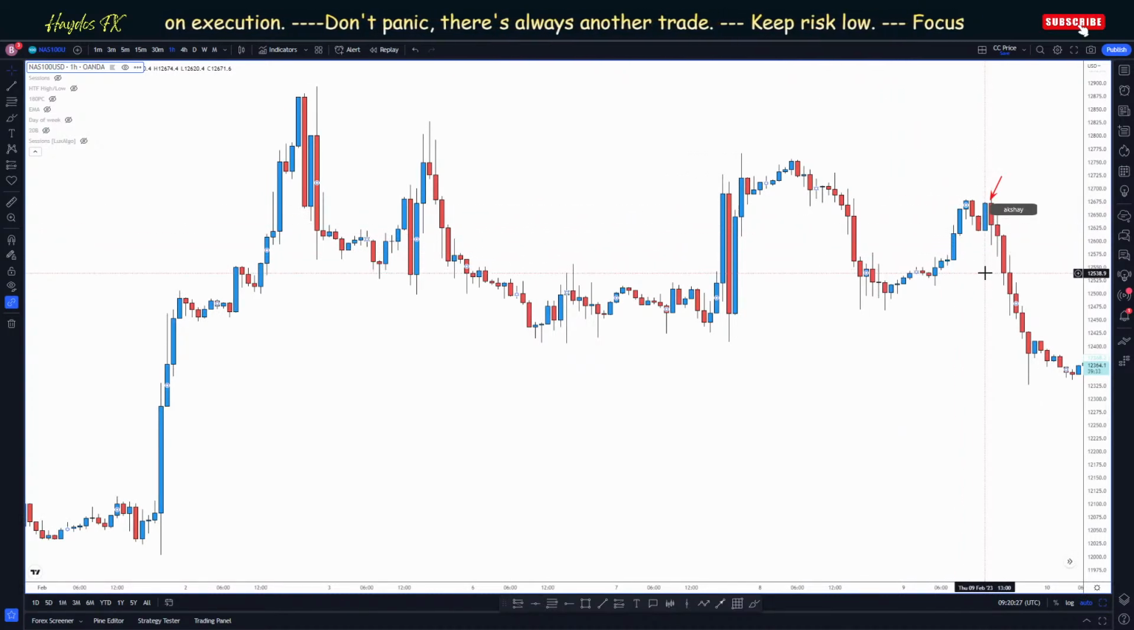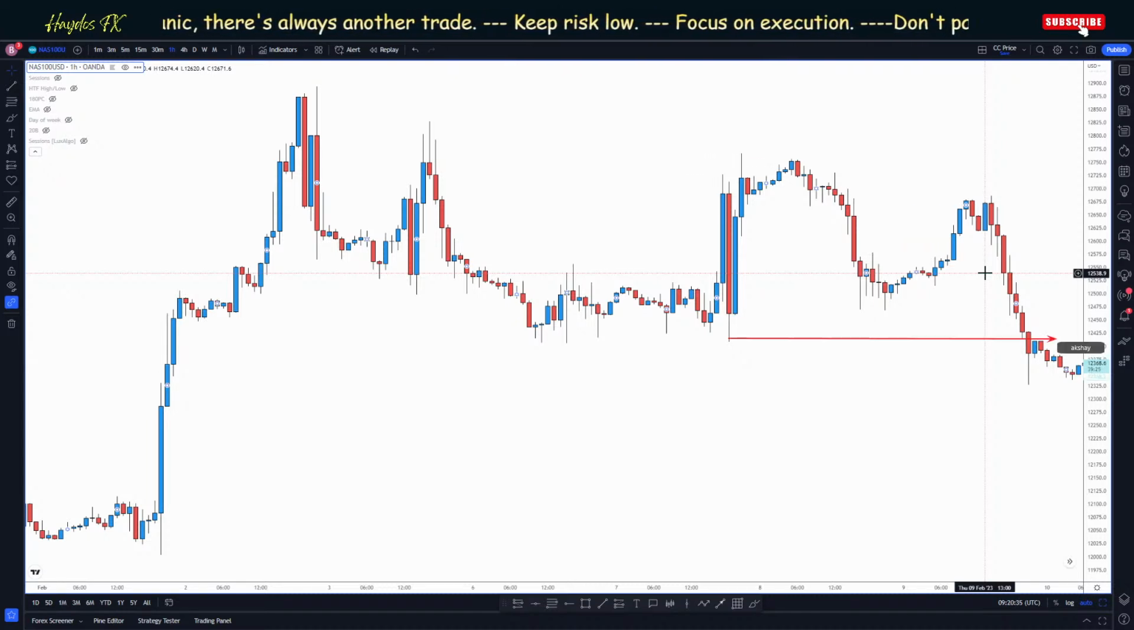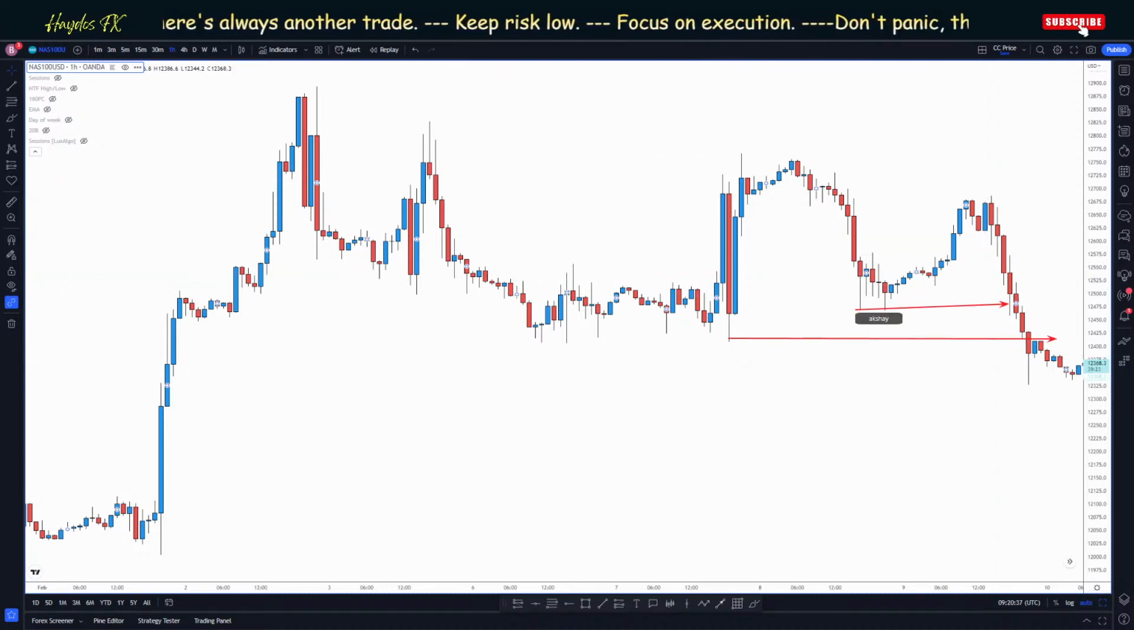Yeah, so what happened? This wick took me out, and I was targeting this area. Got a second, I'm gonna find that. Man, sorry about that. Go for it.